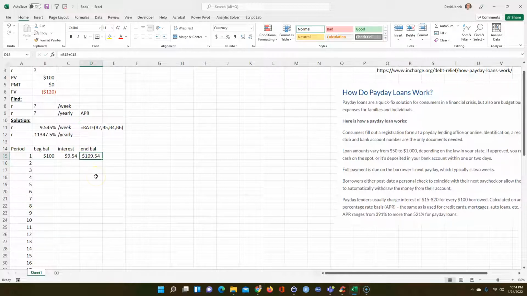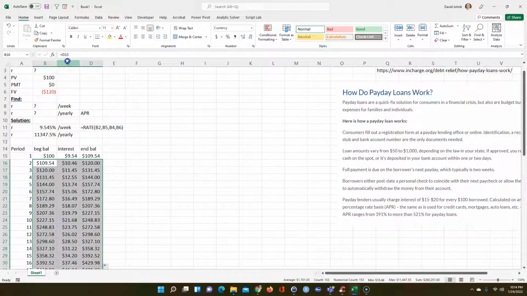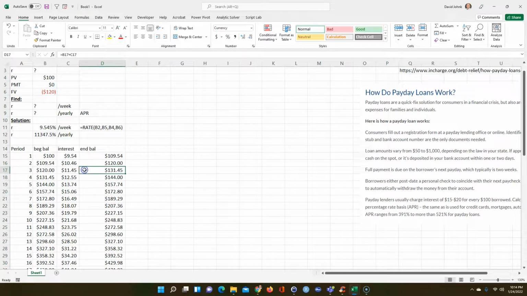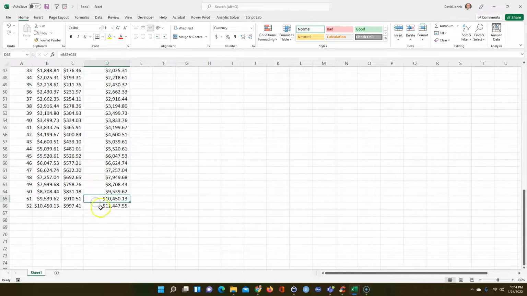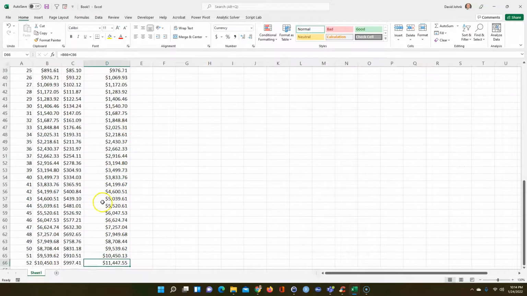So at the end of the first week, I owe $109.54. So my beginning balance in my next period is going to be my ending balance for that period. And if I carry that over, the next period I owe $10.46. If I copy that down, the ending balance is 120, which makes sense over 2 weeks. At the end of 2 weeks, I owe 120. But if we keep going with that, if I put it all the way down to the bottom, we're going to have to auto-fit these because these are going to be larger on the bottom. You can see at the end of 52 weeks, this would be the balance. So it grows quite quickly at that interest rate.